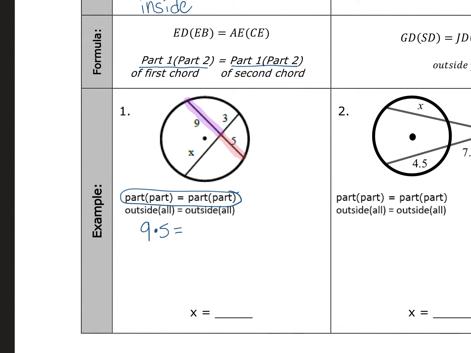For the other line, we have x on one side times the other part of that same line is going to be 3. So times 3. And then we're just going to solve this equation. So 9 times 5 is 45. X times 3 makes 3x. And then we're going to divide by 3 on both sides to get rid of it. 45 divided by 3 makes 15. The 3's cancel out and leaves us with x. So on this problem, x equals 15.